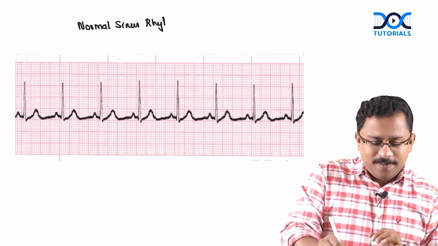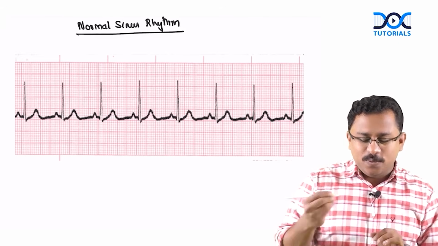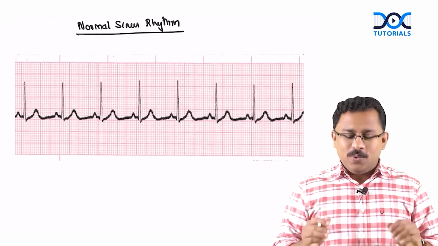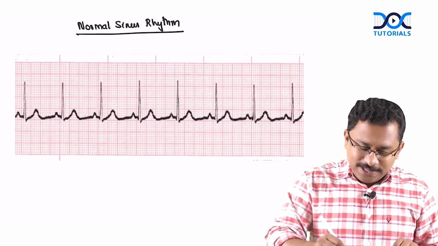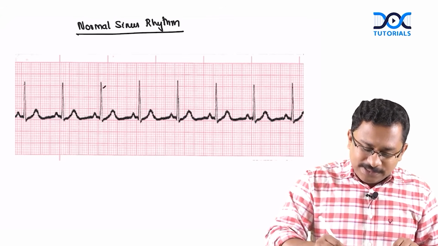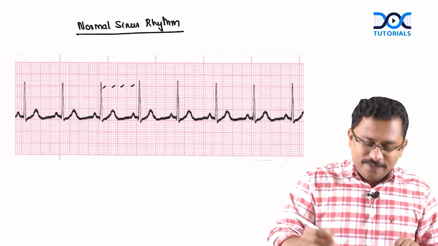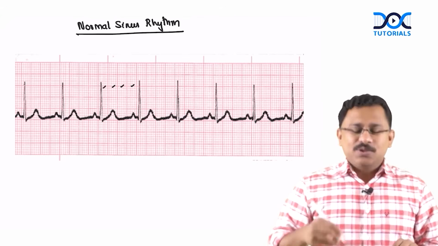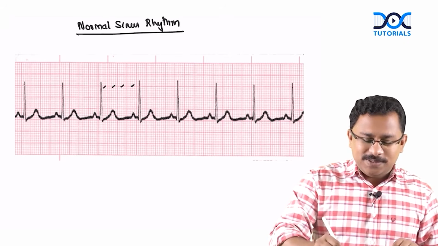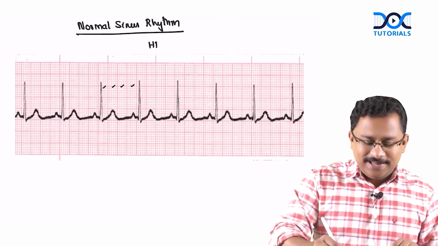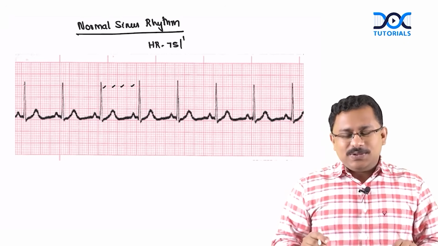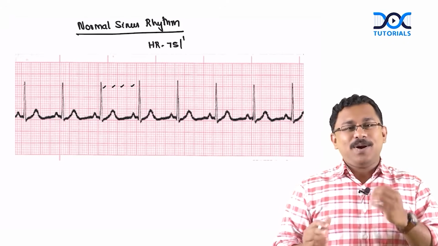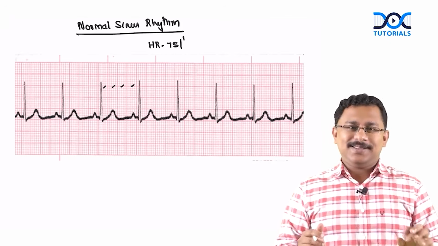So every P wave is followed by a normal QRS, and when you take into account the heart rate, you can see the number of large squares is 1, 2, 3 and 4 large squares. So 300 divided by 4, approximately the heart rate is 75 per minute. Okay. So this is a classical example of a normal sinus rhythm.